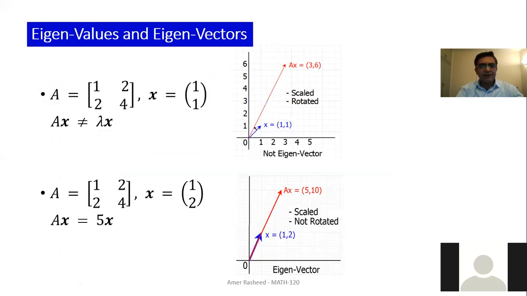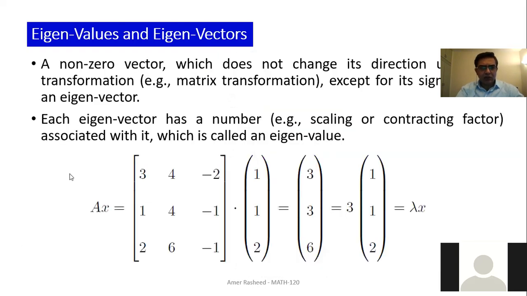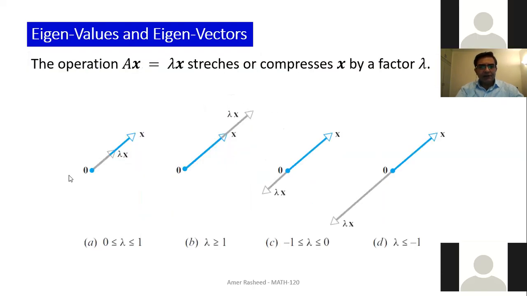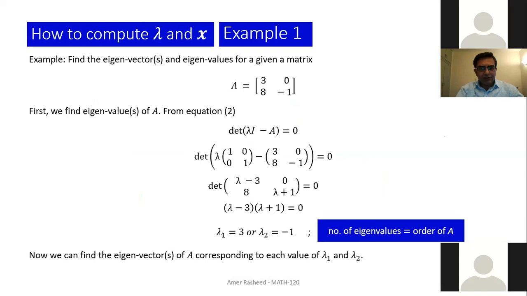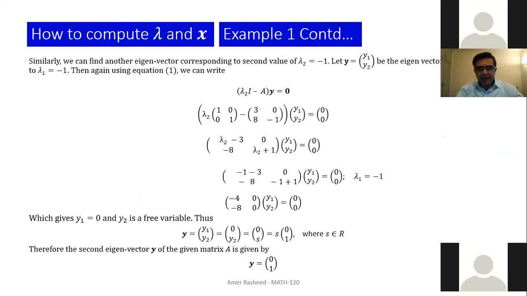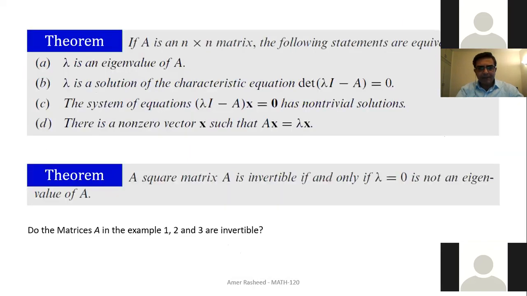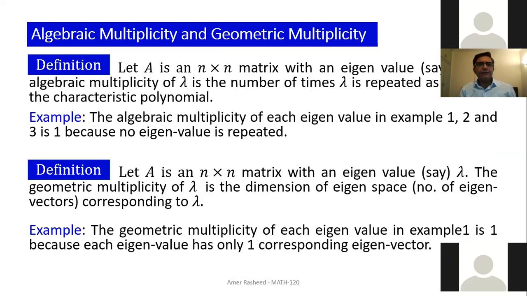So last time we discussed what the eigenvalues and eigenvectors are. I hope you know what the eigenvalues are and how to find the corresponding eigenvectors. Yesterday we stopped at slide number 16. Today we are going to discuss algebraic multiplicity and geometric multiplicity of an eigenvalue and eigenvectors.